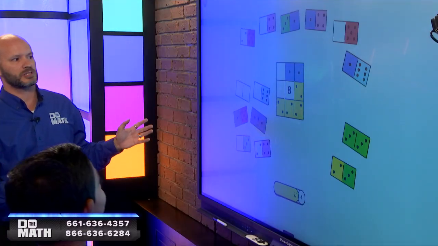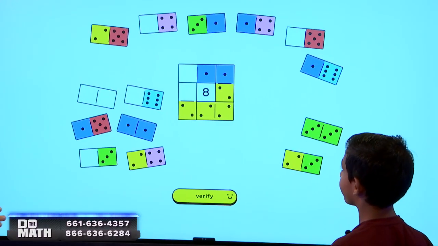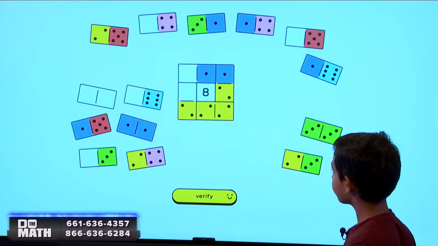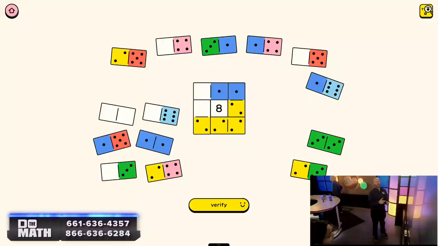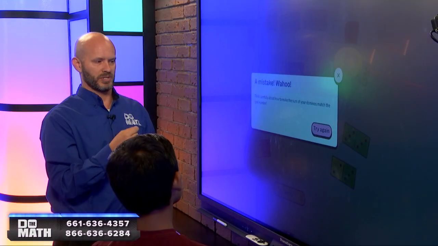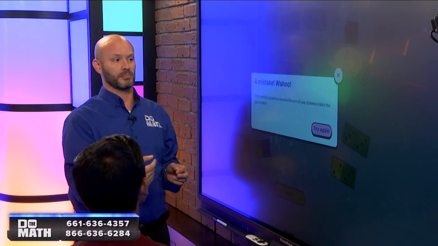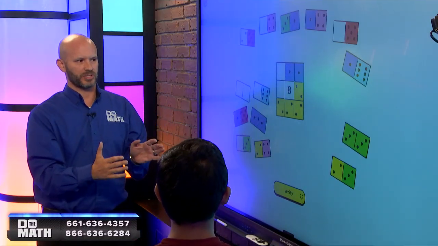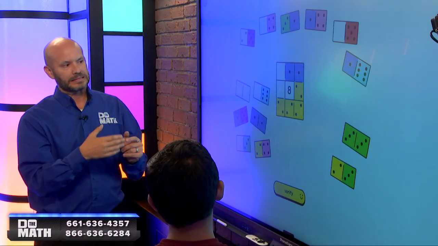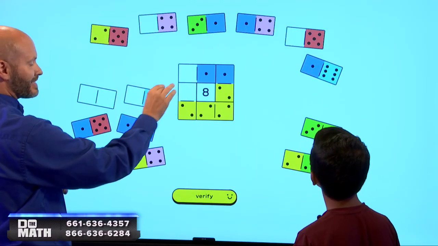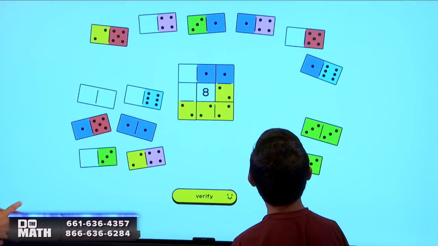All right, so everybody seems to be happy here. And now it has an option to verify. That just means to check to make sure that it's going to be okay. Would you like to verify whatever that might be in regards to our possible goal? Go ahead and click verify. A mistake. Think carefully about how to make the sum of your dominoes match the goal number. So I'm guessing that 8 is some sort of goal that we're trying to reach. Now, is there a way that we can arrange some of these dominoes so that we can get an 8 in any of these directions here?